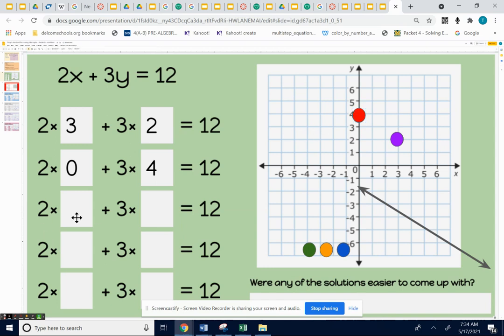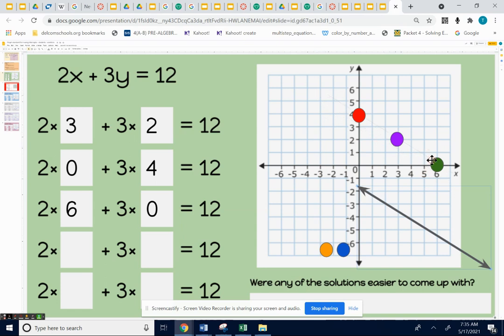I can find gobs of others. I'm just going to put 0 in for y. 3 times 0 is 0. And I know that if I added to that 2 times 6, which is 12, that would work. 2 times 6 is 12, plus 3 times 0 is 0. 12 plus 0 is 12. So (6, 0) works. There's an infinite number of points that work, but these are 3 good ones.